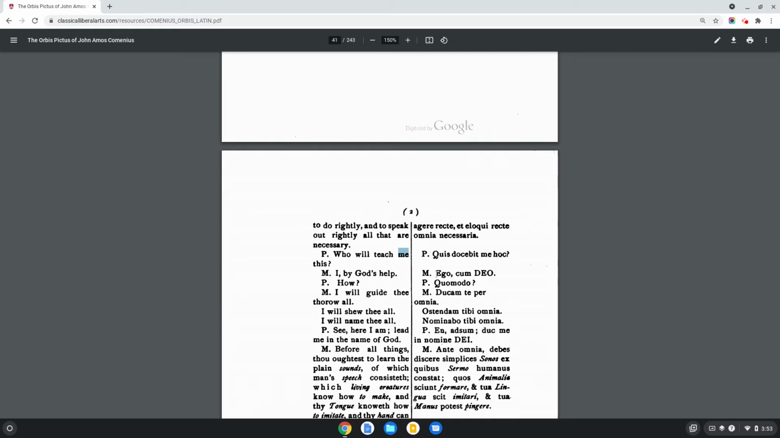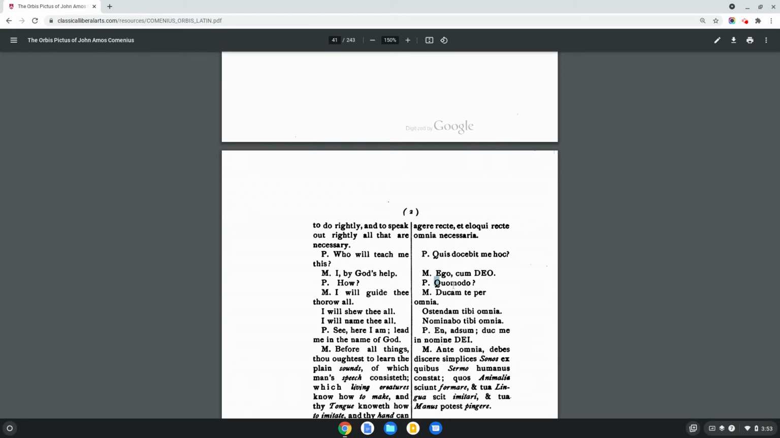And the magister answers, ego, or I. I will teach you. Cum Deo. Cum Deo literally means with God. I will teach you with God. And the English explains this a little more and says, I, by God's help. That's what it means. Cum Deo, with God's help.